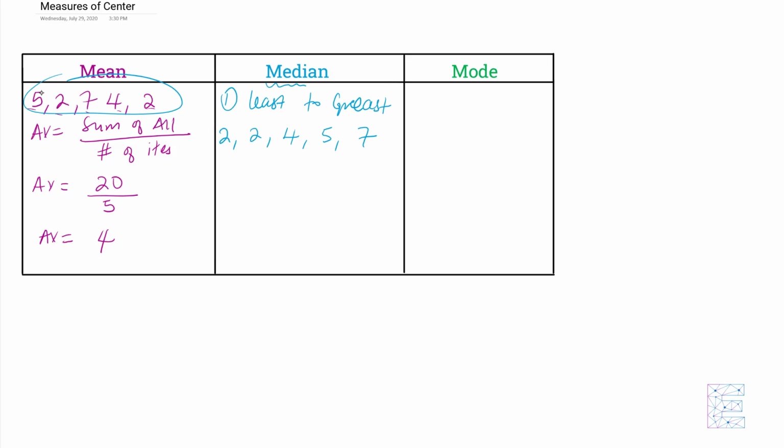And then we want to find the number that's in the middle. So to get there, why don't we just cross one to the left and one to the right? One to the left, one to the right, and we see a clear winner in the middle. So the median for this data would be 4.